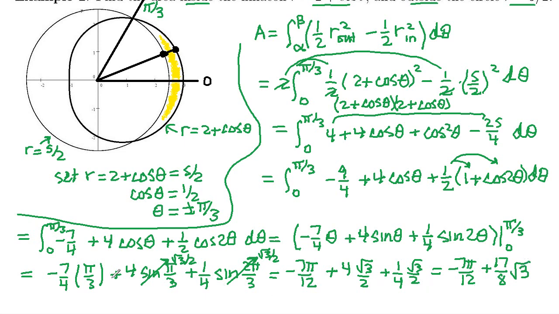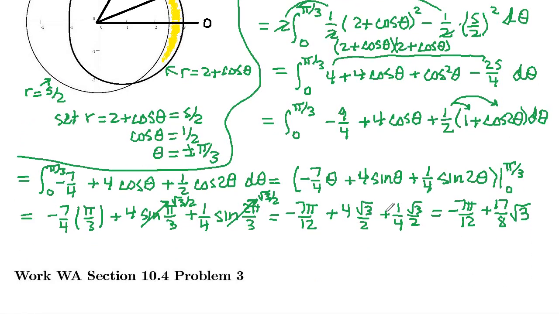So there's a lot of simplification going on afterwards. You could have just left it like this for me, not a big deal. The key idea here, though, is that when you've got an outer and inner radius, you want to use the difference formula to get your area. So with that example under your belt, you should be able to try WebAssign section 10.4, problem 3.